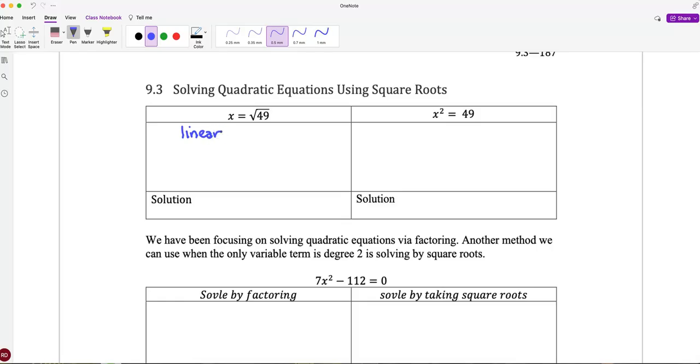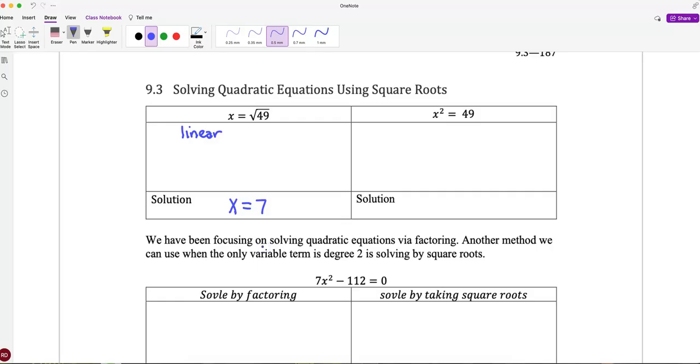I know it's linear because the variable x is only raised to the first power. So this can have one solution, no solution, or infinitely many solutions if it's a linear equation. But x is the square root of 49. You know the square root of 49 is 7. So the solution here is x equals 7. When you take the square root of 49, you're saying what positive number can you multiply by itself and get 49? That answer is 7.